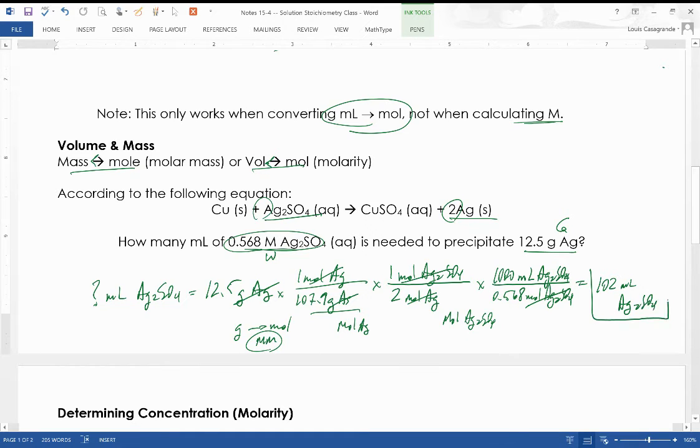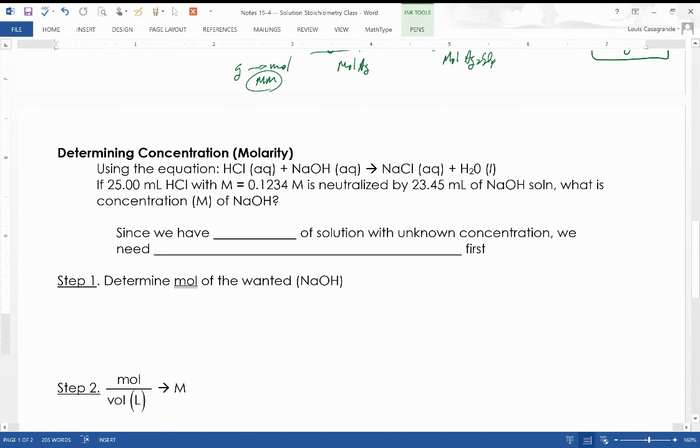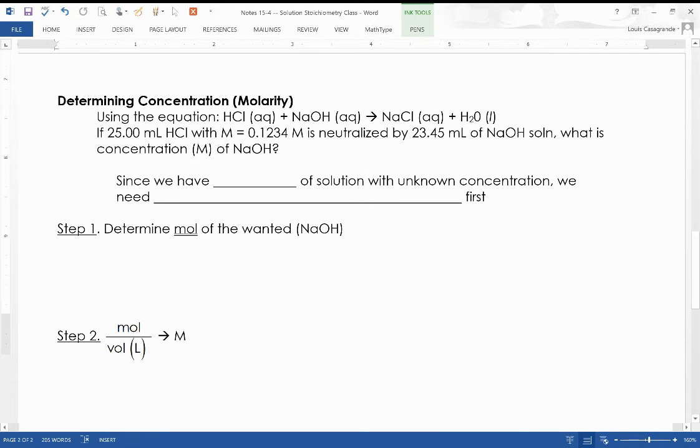And again, with all these calculations, I want you to make sure, probably a good idea to pause the video here and go through the calculation. Make sure you're getting the same answer that I'm getting. All right, we're almost there. Turn the page over, or on the next page, we have one last kind of problem involving stoichiometry and solutions.